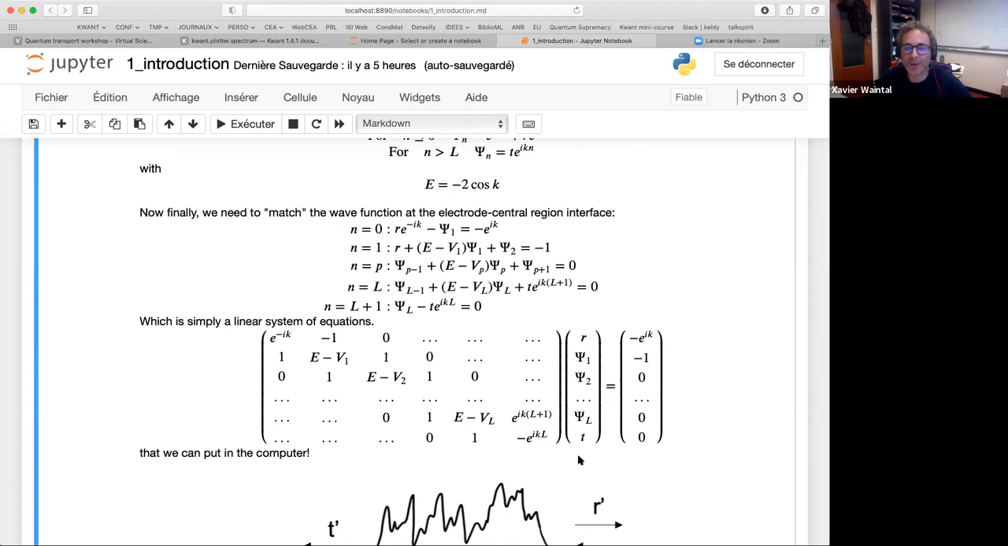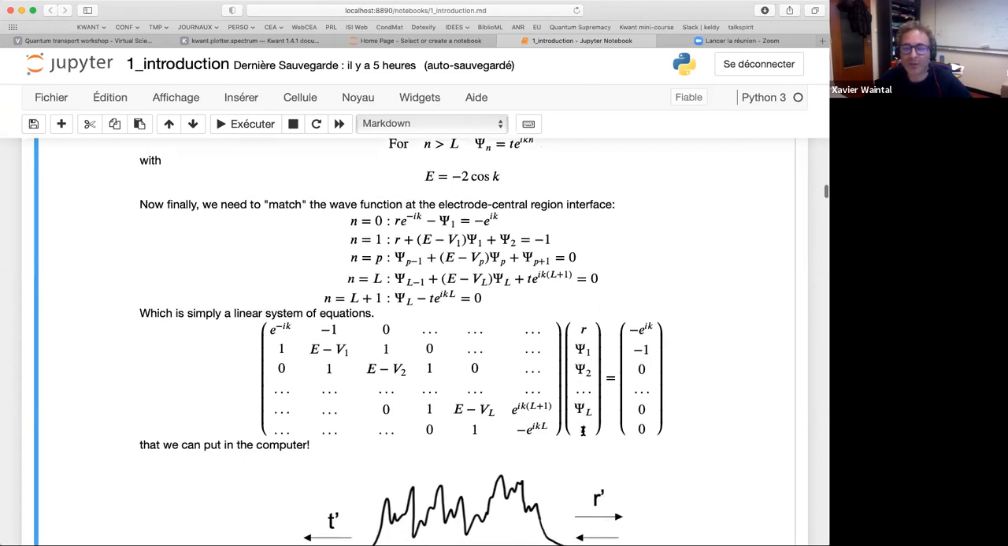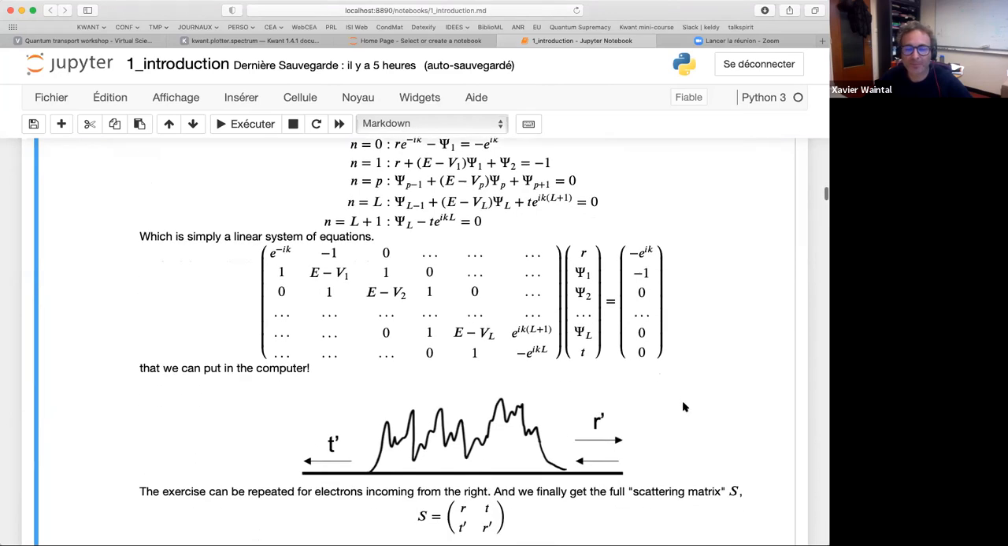You can put that in any linear algebra routine, and in one call you get both the scattering wave function inside the system, as well as the reflection and transmission coefficients that, as you will see, are very important for calculating transport properties.